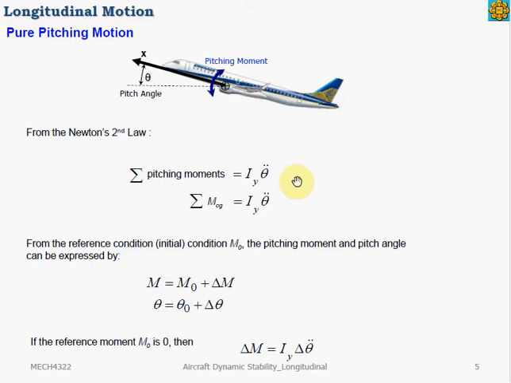Let's start analyzing the dynamic stability of this motion by developing the equation of motion. For pure pitching motion, the equation is simply the sum of all pitching moments about the CG equals the moment of inertia about the y-axis times the pitching angular acceleration. If we apply small disturbance theory and assume no moment at the reference condition, we get this equation of the perturbed motion.